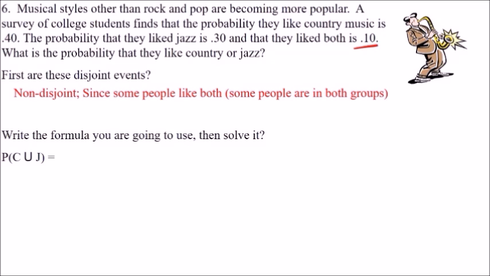Okay. Write the formula you're going to use and then solve it. If these are non-disjoint, then yes, I'm still adding them together, but we have to subtract off the part that they have in common. So I'm looking for the probability of country plus the probability of jazz, minus the probability of country and jazz. Bringing those in, country is 0.40, jazz is 0.30, and the probability of country and jazz, the part they have in common, is 0.10. So 0.40 plus 0.30 minus 0.10 gives us 0.6. So the probability of country or jazz in this case would be 0.6, or 60%.